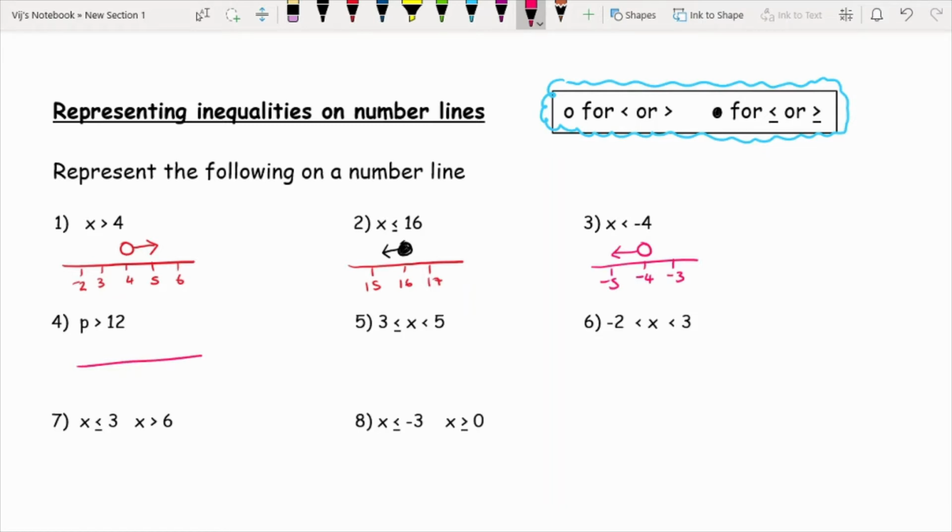So here again, let me just put a line underneath it, just so we've got a bit of variation in the questions. So again here I'm going to start off with 12, 13 and 11. I'm going to put a circle above 12. As it's got a line underneath it, well it has now, I'm going to colour it in. And I have my arrow facing the same direction as the inequality.